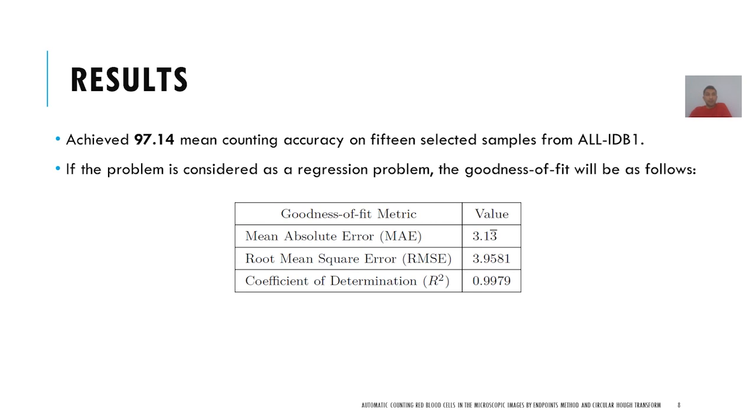But if just the final number of counted red blood cells is important, then we can use regression metrics. Regression metrics are directly computed from the absolute error between the number of manually counted red blood cells and the number of red blood cells counted by our program, and the results are given in the table below.